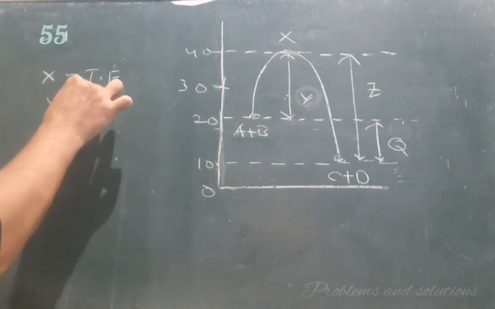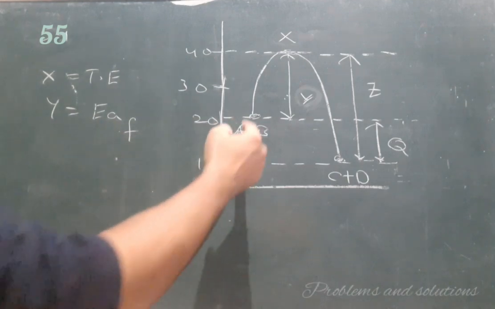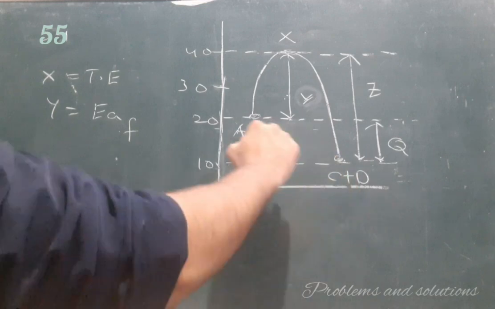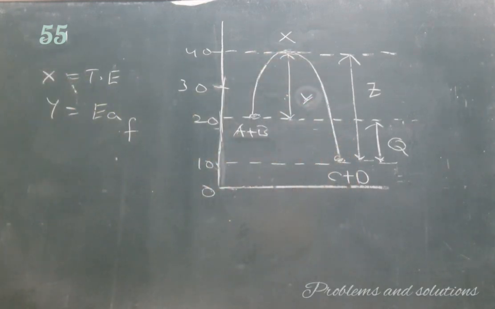So Y is the activation energy of the forward reaction. That means here the reactants are converting into products. So this is a forward reaction, right? So Y represents the activation energy of the forward reaction.